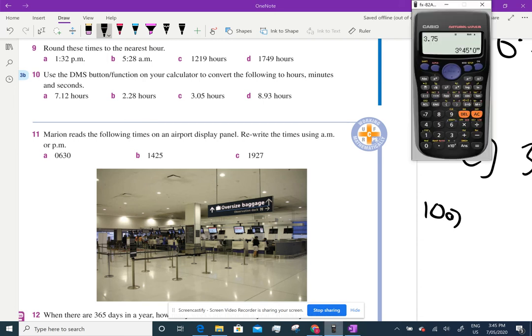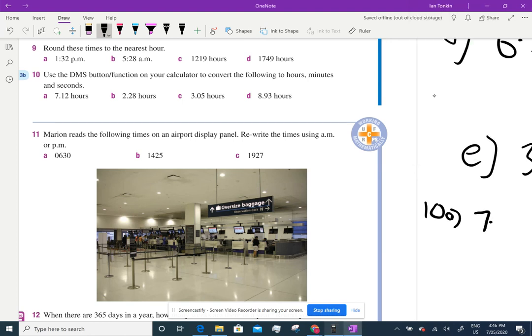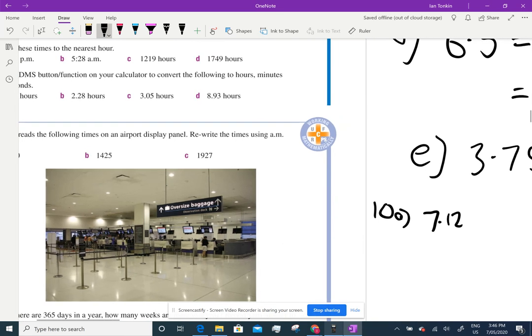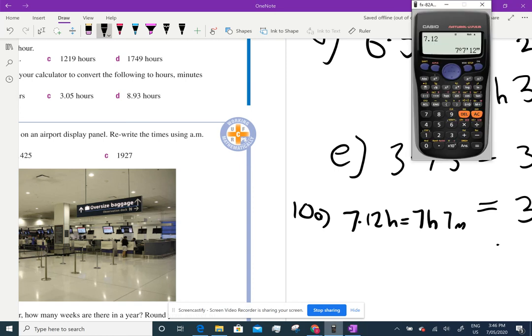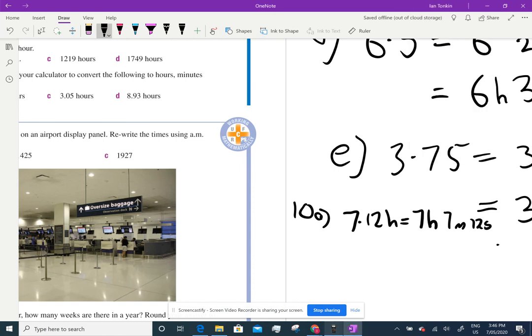So what do we got? 7.12. I press equals. I press the degrees. 7 hours, 7 minutes, 12 seconds. So 7.12 hours equals 7 hours, 7 minutes, and 12 seconds. You have a go at the other ones.